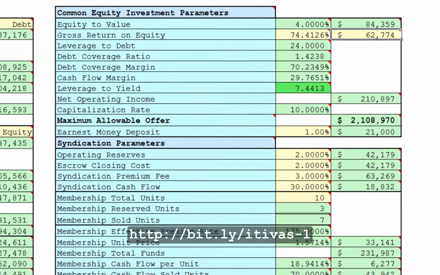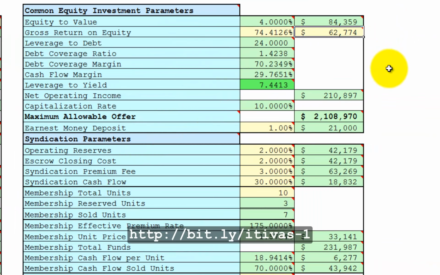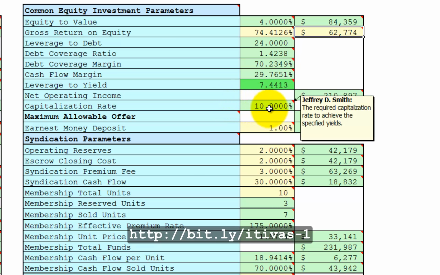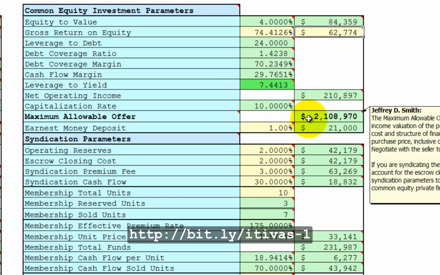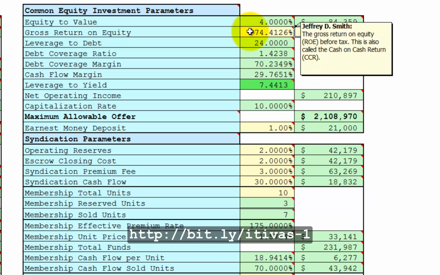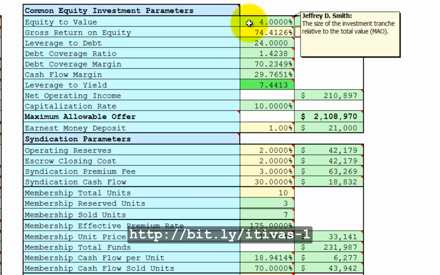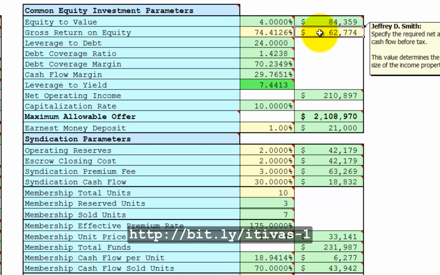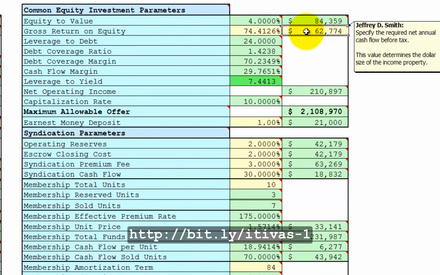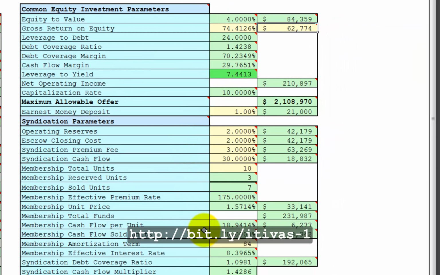we can see that the values have been adjusted such that the cap rate is now 10%. Maximum allowable offer, $2,108,970. We've adjusted the gross return on equity. This is also called the cash-on-cash return for the 4% common equity investment, with an annual cash flow before tax of $62,774. Now we can see that the membership cash flow per unit yield is now 18.9%. That's a very good yield on the common equity investment.